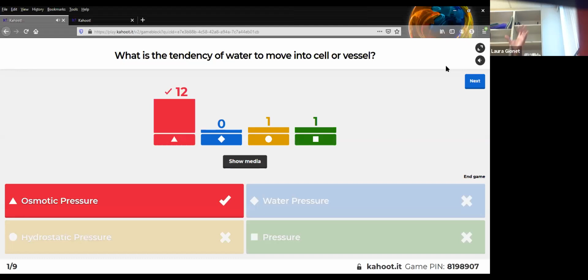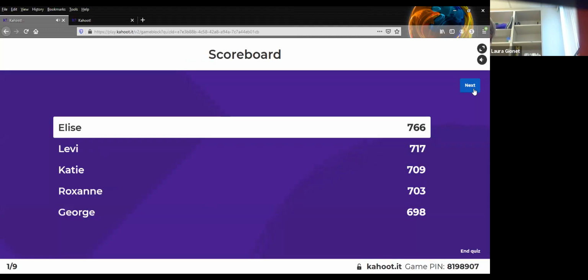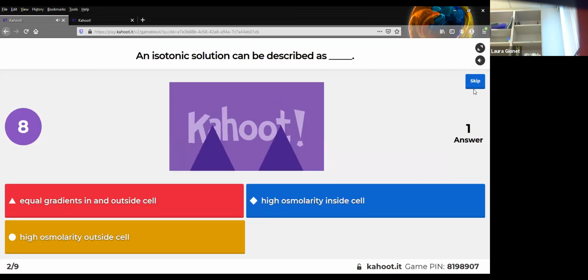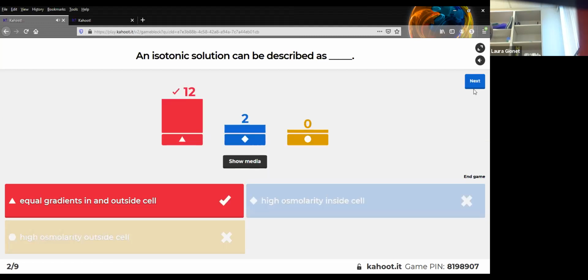Good. That's the osmotic push to pull things in. Nice. Nice. Very good.